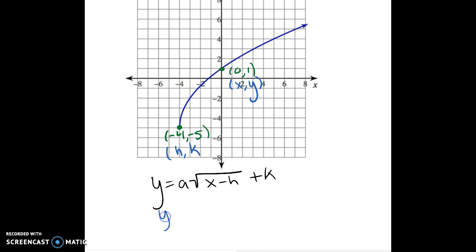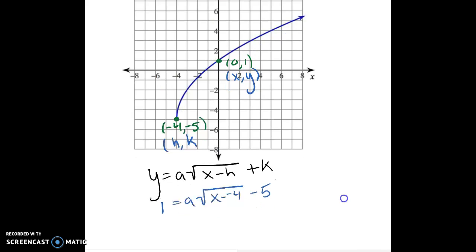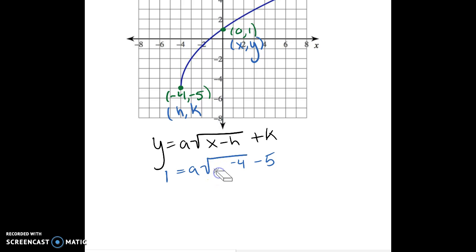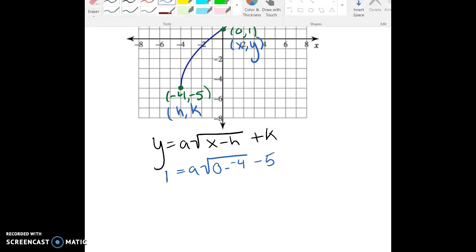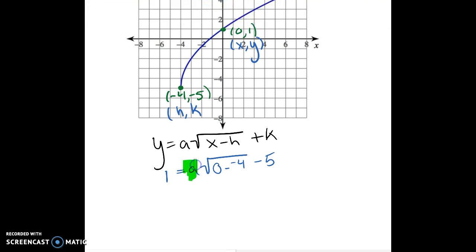So y, I'm going to put in 1, because that's my y value up here, equals a square root x minus -4 minus 5. And, sorry, this should be 0, right? I put in x, but I'm actually trying to replace x with 0 so that I can solve. Now my only variable is a, and I can solve for that, right?